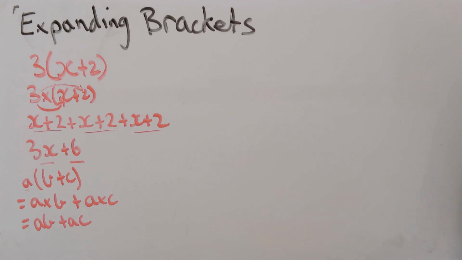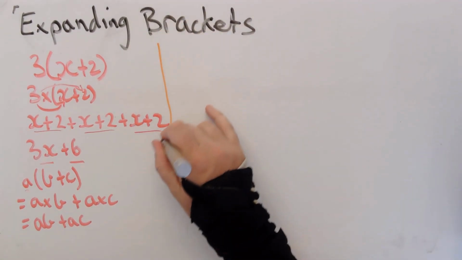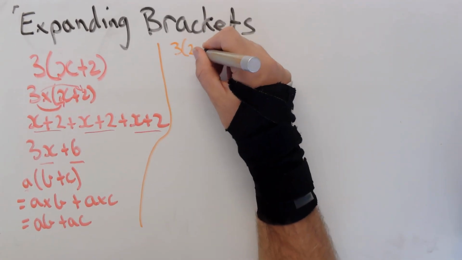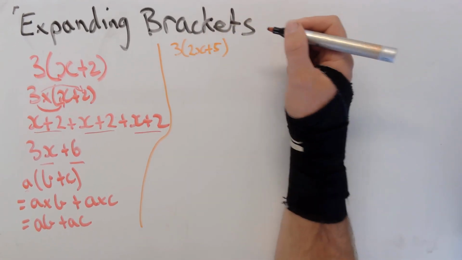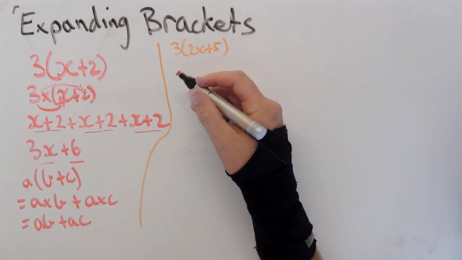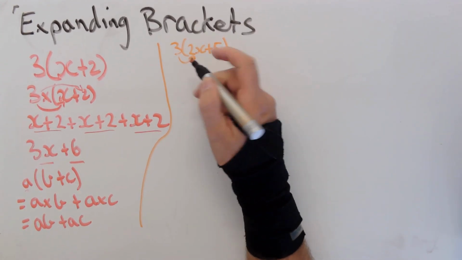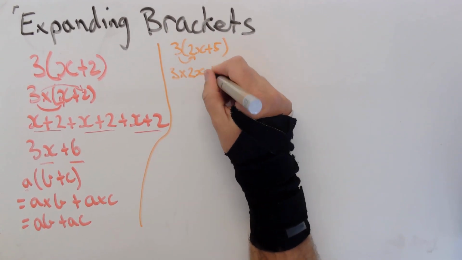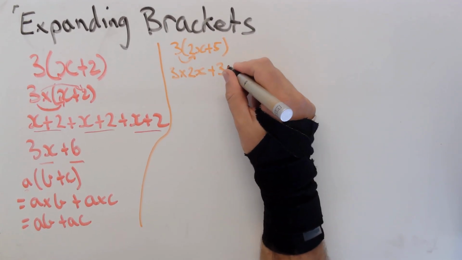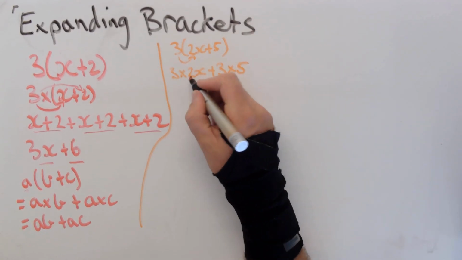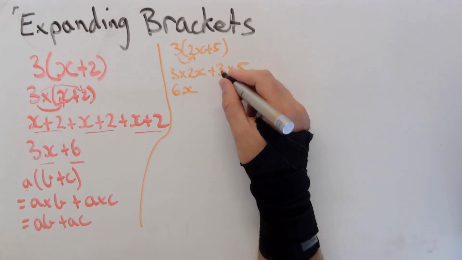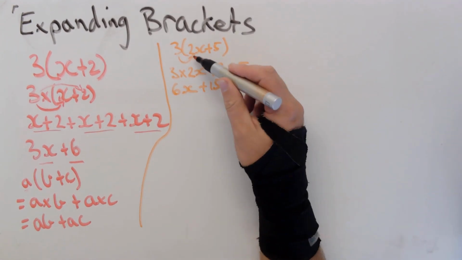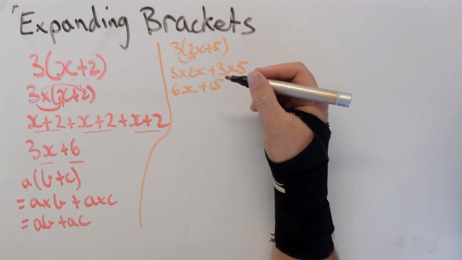Now you've got a handout there with some examples, and I'm going to go through those examples to help you out. Our first example is 3 outside of 2x plus 5. So again, I'm going to go 3 times 2x, plus 3 times 5. Well, 3 times 2x gives us 6x, and 3 times 5 gives us 15. So each thing inside our bracket is multiplied by the thing at the front.